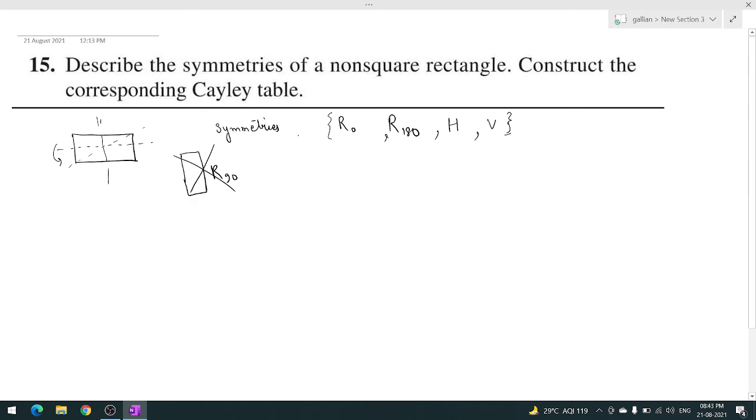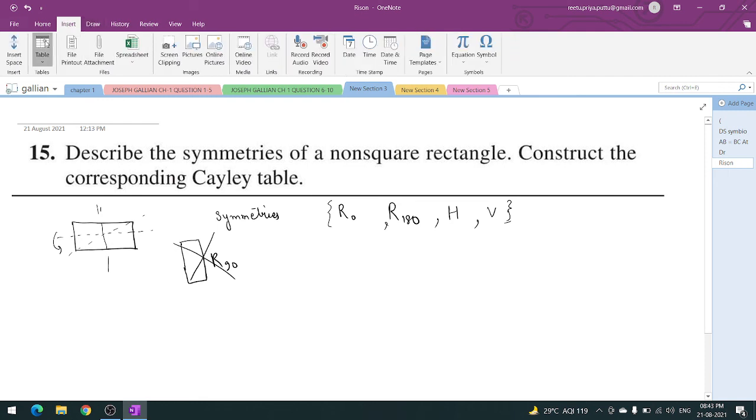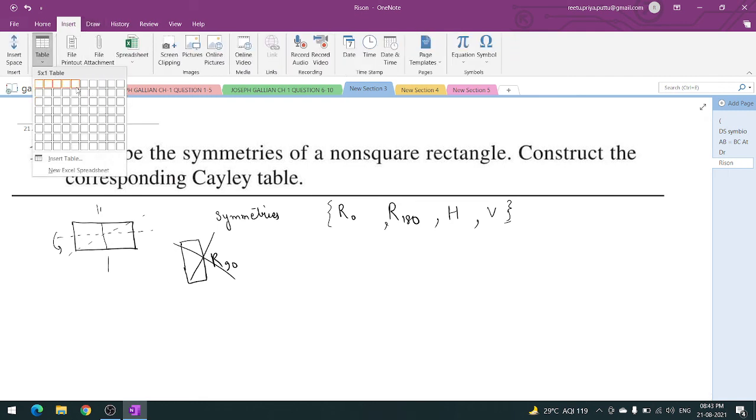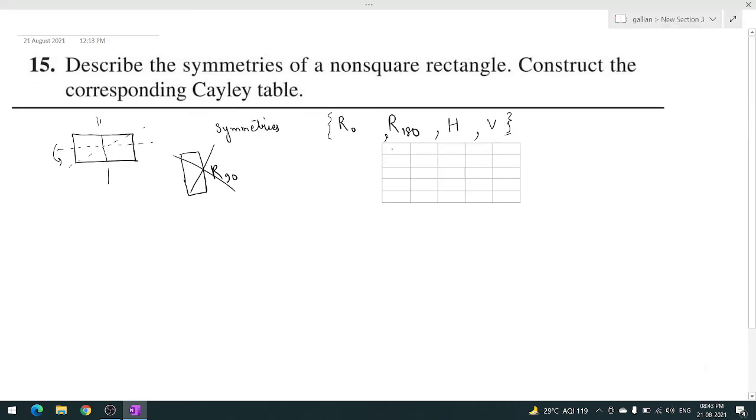Now we have to make a Cayley table. Okay, so for that, let's make a table. So we need 1, 2, 3, 4, 5, so we need a 5 cross 5 table. Okay. So here we are writing R0, R180, H, V. Similarly here R0, R180, H, V. So R0 with R0 will give R0.